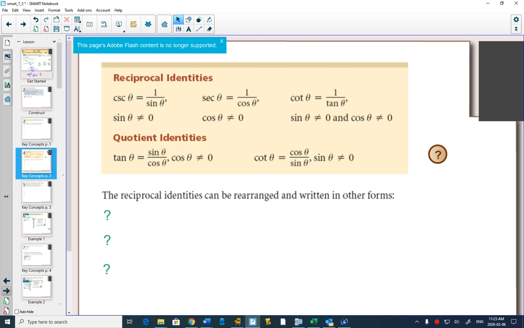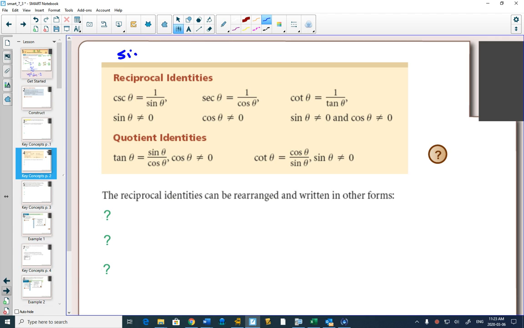So I'd like you to write above these, you could also change sine theta to be 1 over cosecant theta, and cos theta to be 1 over secant theta, and tan theta to be 1 over cotangent theta. Because these are always true for all angles, they're called trig identities.